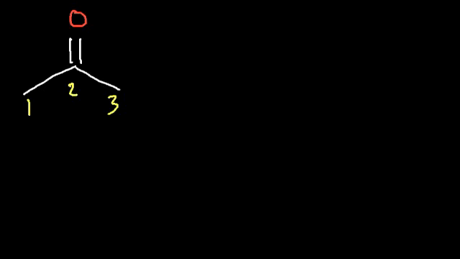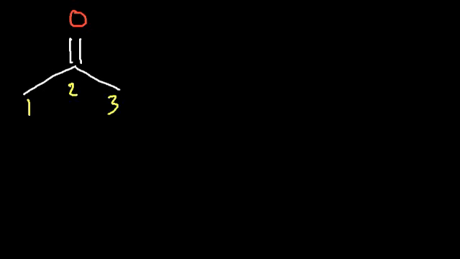Just to review, methane is for 1 carbon, 2 carbons is ethane, an alkane with 3 carbons is propane, butane is 4, pentane is 5, hexane is 6, heptane for 7, octane for 8, nonane for 9, decane for 10.